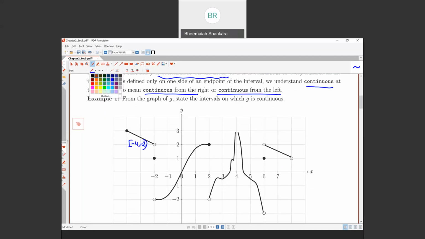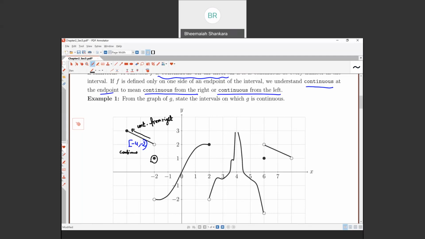Now, when we read the continuity for this function, when we move in this direction, you're seeing a closed point. So I'm going to say this function is continuous from the right. Whereas when we move from the other direction, we are not seeing a closed point at the end at -2. So we don't say continuous from the left. Because this is continuous from the right, in general, we are going to say this is a continuous function. To be more specific, we are going to say continuous from the right.